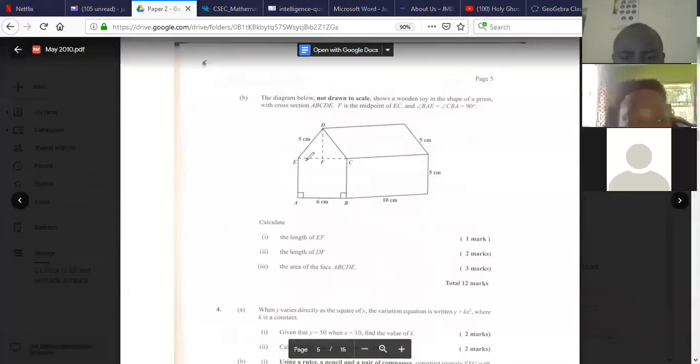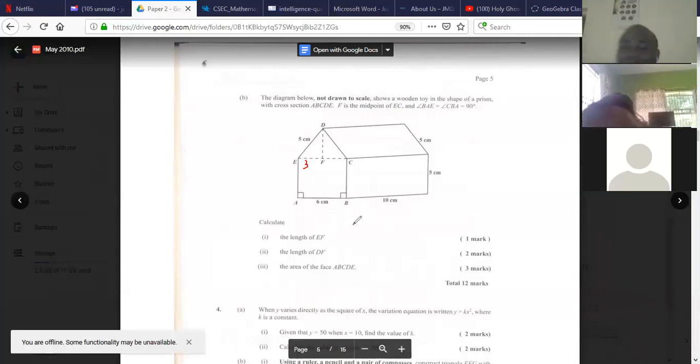Good. Now, what type of shape is DFE? Triangle. And what type of triangle is it? A right angle triangle. We don't have a left angle. Anyway, right angle triangle.